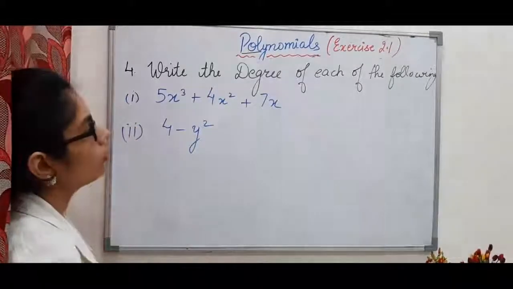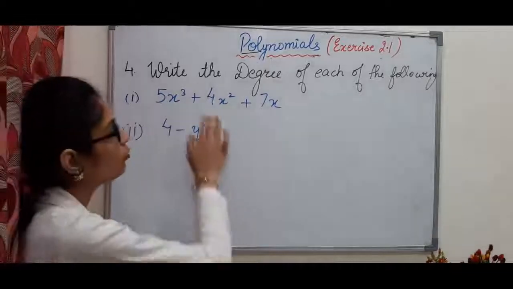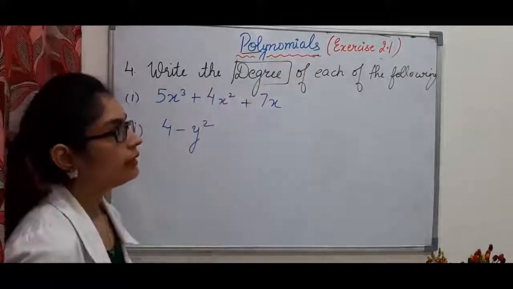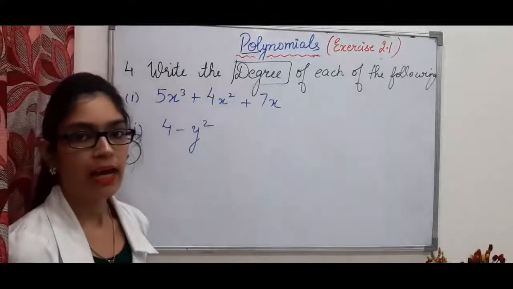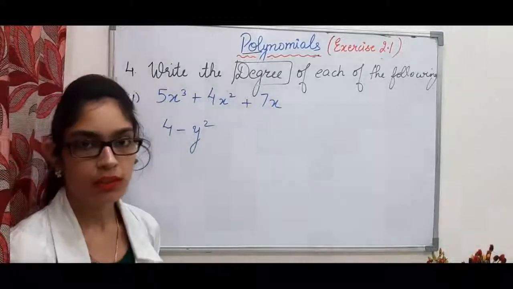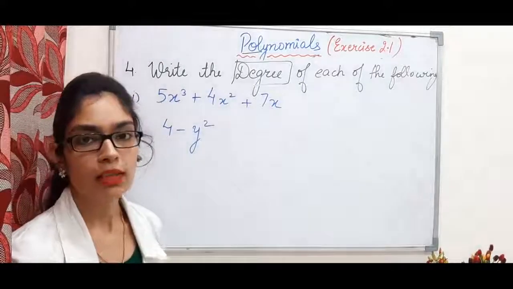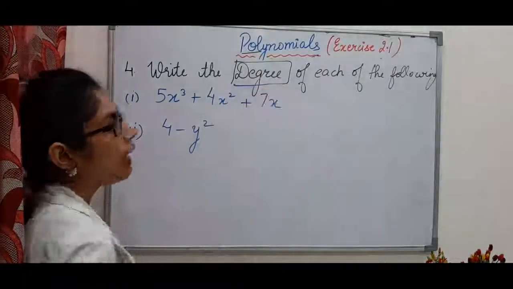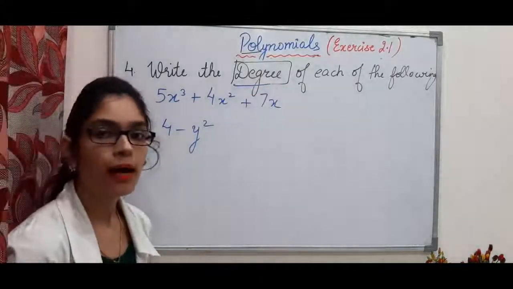In the next question, the fourth question, you have to write the degree of the given expression. See, 4 parts have been given to you. 2 I will do here, and 2 you have to try yourself. All the concepts I have explained at the start of the video. So degree, I told you, is the highest power of the variable.